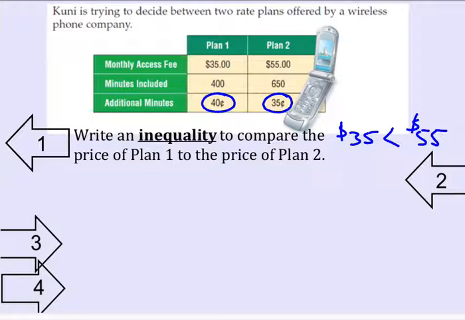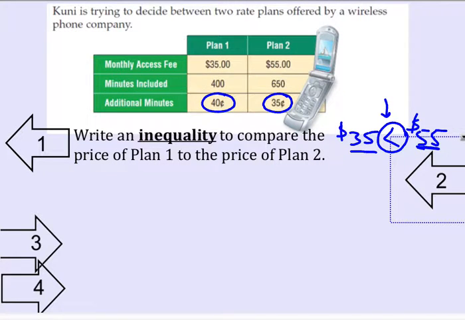Some people struggle with inequalities a little bit. It looks like a little arrow, kind of. The arrow always points to the smaller figure, and the opening opens up to the bigger number. So 35 is less than $55.